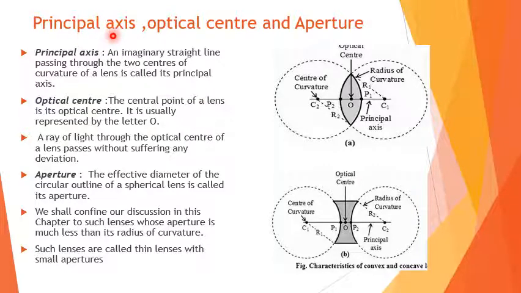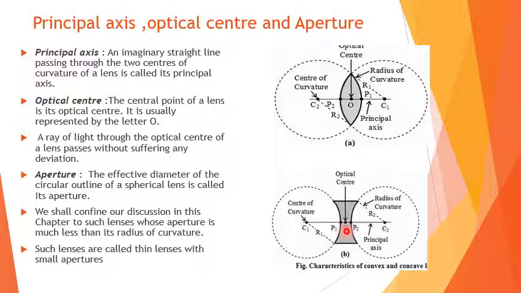Principal axis, you have studied that. It is an imaginary straight line passing through the centers of curvature of the lens, and it is called its principal axis. See here, C1 and C2, here C2 is written, here C1 is written, and one imaginary line is passing through them. This line is marked as the principal axis. Down also, in the figure where the concave lens is shown, you see an imaginary line passing through C and P.